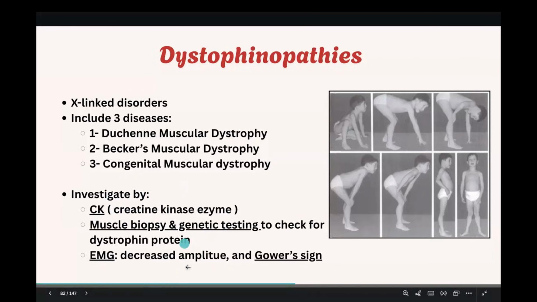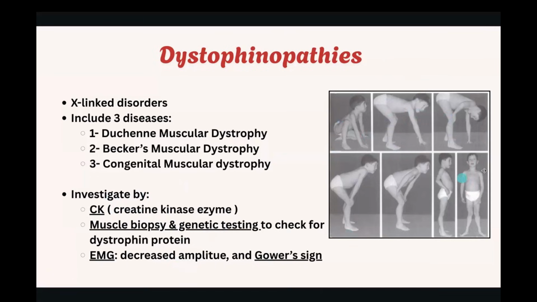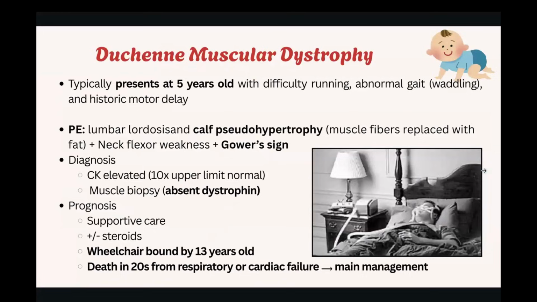And finally, EMG to decrease the amplitude. And of course Gower's sign, as you can see over here. So the patient is crawling its way up until they are able to stand up normally. Now let's start with Duchenne muscular dystrophy.